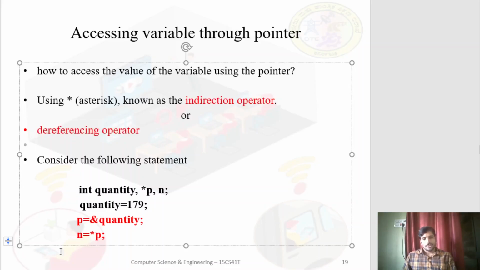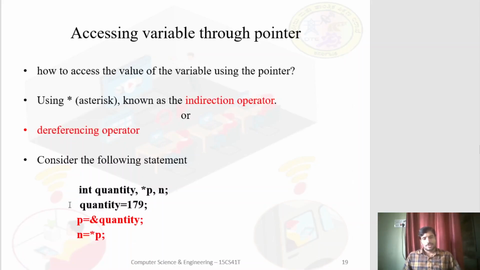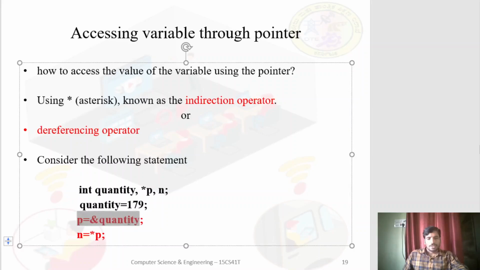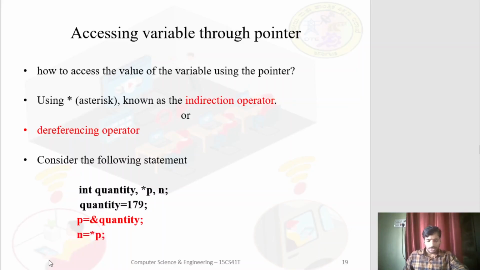Okay. Consider the following statements: int quantity, *p and n; quantity equal to 179, p equal to &quantity, and n equal to *p. So here I initialized p to the address of the variable quantity. Again, I assigned the value pointed to by p to the variable n. So let us see how this happens in the memory.